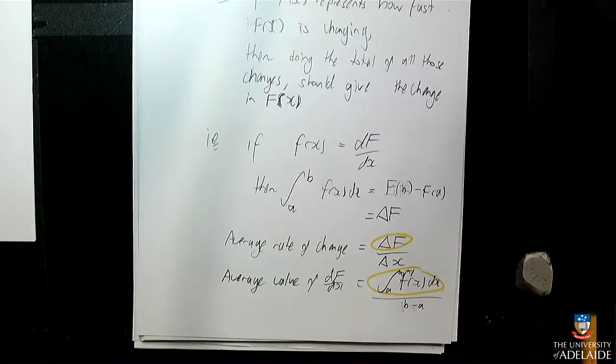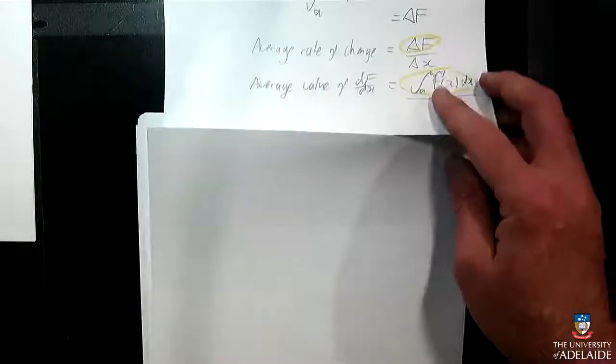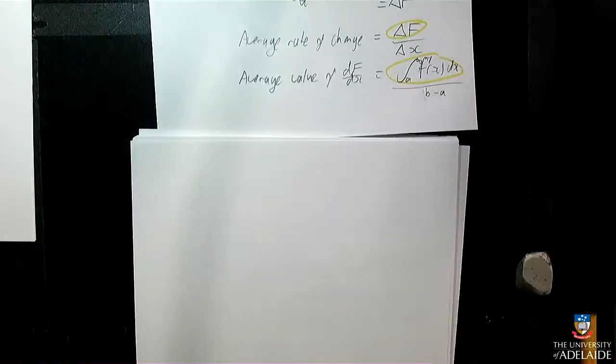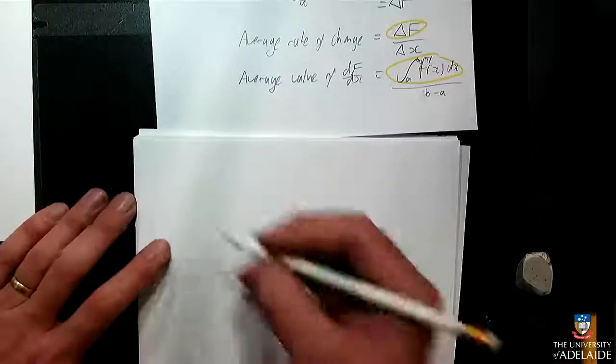That might not appeal to you. I think it's fabulous. But the upshot of it all is that if you know how the derivative of something behaves, then you have a chance of figuring out how the original function behaves. So let me just do an example.